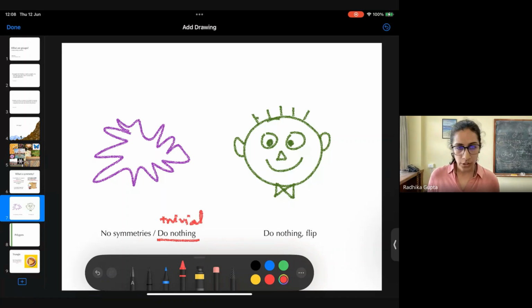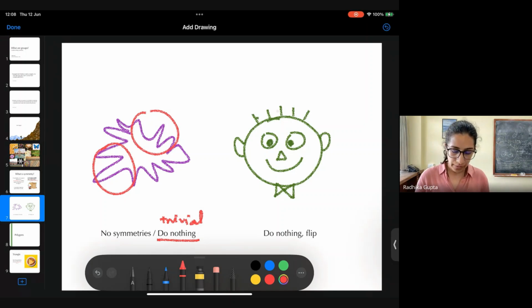And on the second picture, again, I could do nothing. That's a symmetry. That's like saying be the identity map. And someone's saying 5-star symmetry. This squiggle that I drew actually does not have a 5-star symmetry, because you'll see that my squiggle is different here and here. But on this face, there is a flip symmetry. So instead of saying there's only one flip, I'm going to say there are two symmetries. One is where you do nothing, and the other one where you do a flip.